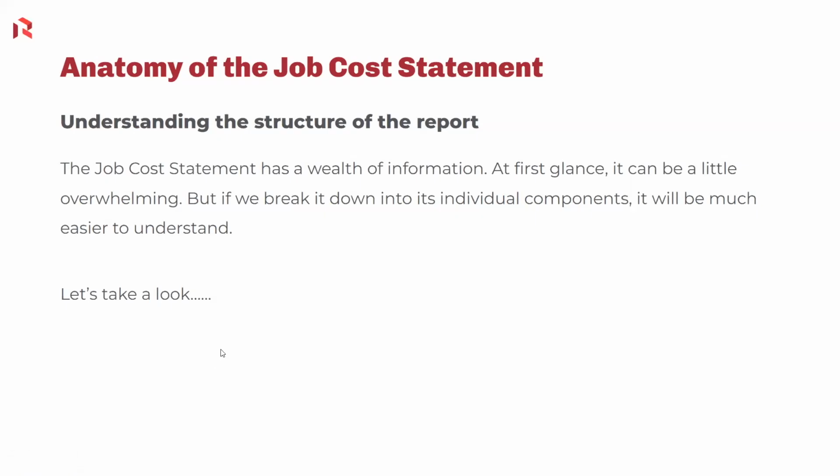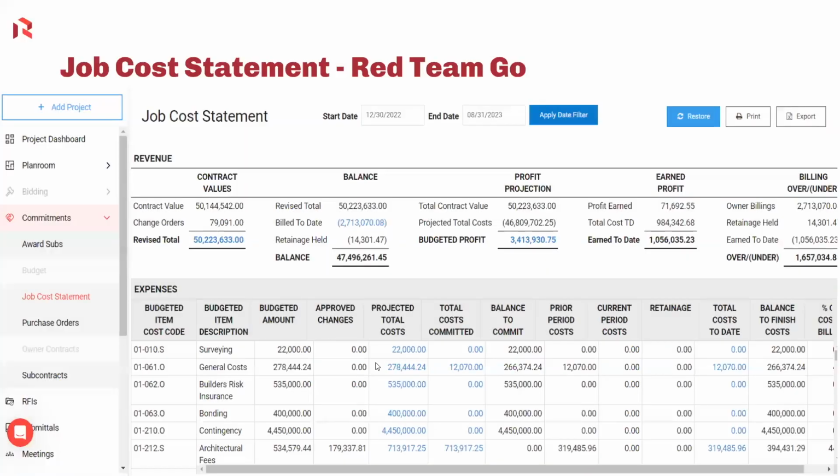Now we need to understand the structure. When you initially look at the job cost statement, there's a lot of numbers on that page and it can be a little overwhelming. So we're going to break it down into bite-sized pieces and look at the individual components, make it a little bit easier to understand. This is what you see when you log into your job cost statement. I'm going to break this down into a few sections and then we'll dive into each of the sections.